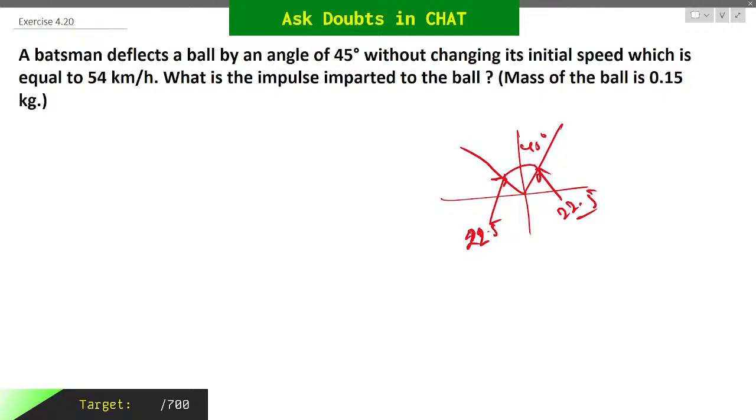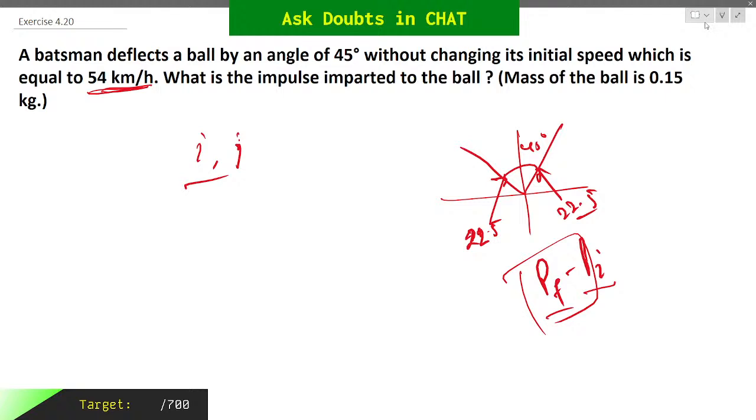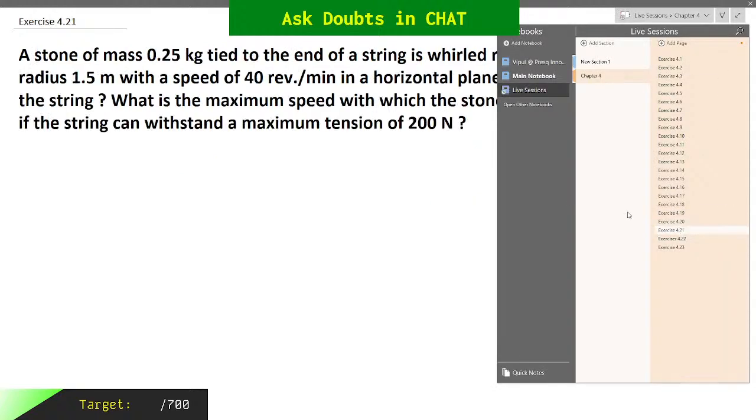Now we have to calculate the impulse imparted, so we have to calculate P final minus P initial. If you want to simplify this question, change this speed, velocity, into the vector form, that is unit vector form, that is i cap and j cap, and simply subtract the momentum, the final momentum minus initial momentum, and you will get the solution. Let's move to the next question.